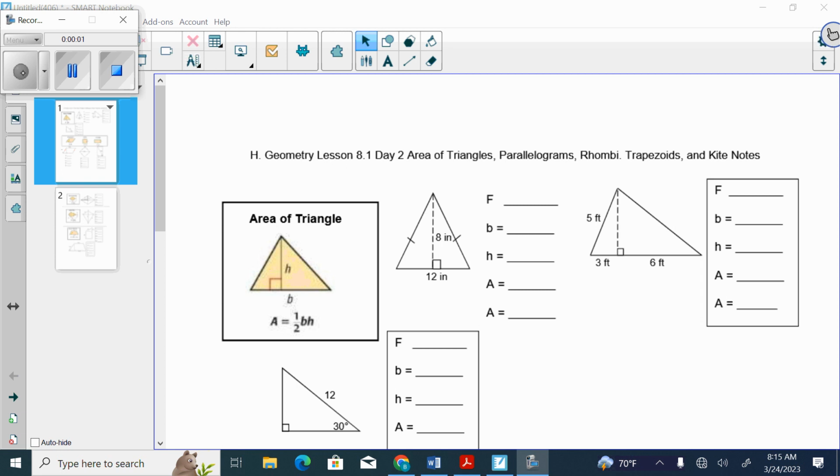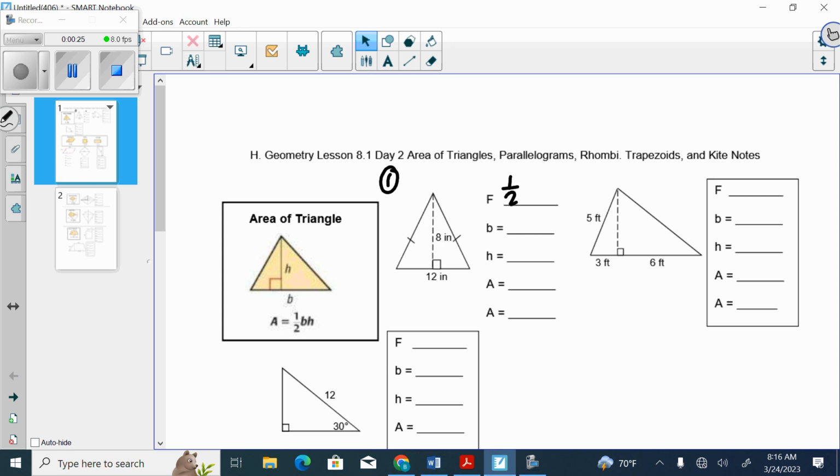In the area, they ask us to identify a couple different pieces within each shape. So let's start with area of a triangle. We'll start with this example right here, so this will be like our number 1. First they ask for F. F stands for the formula. So what is our formula for area of a triangle?